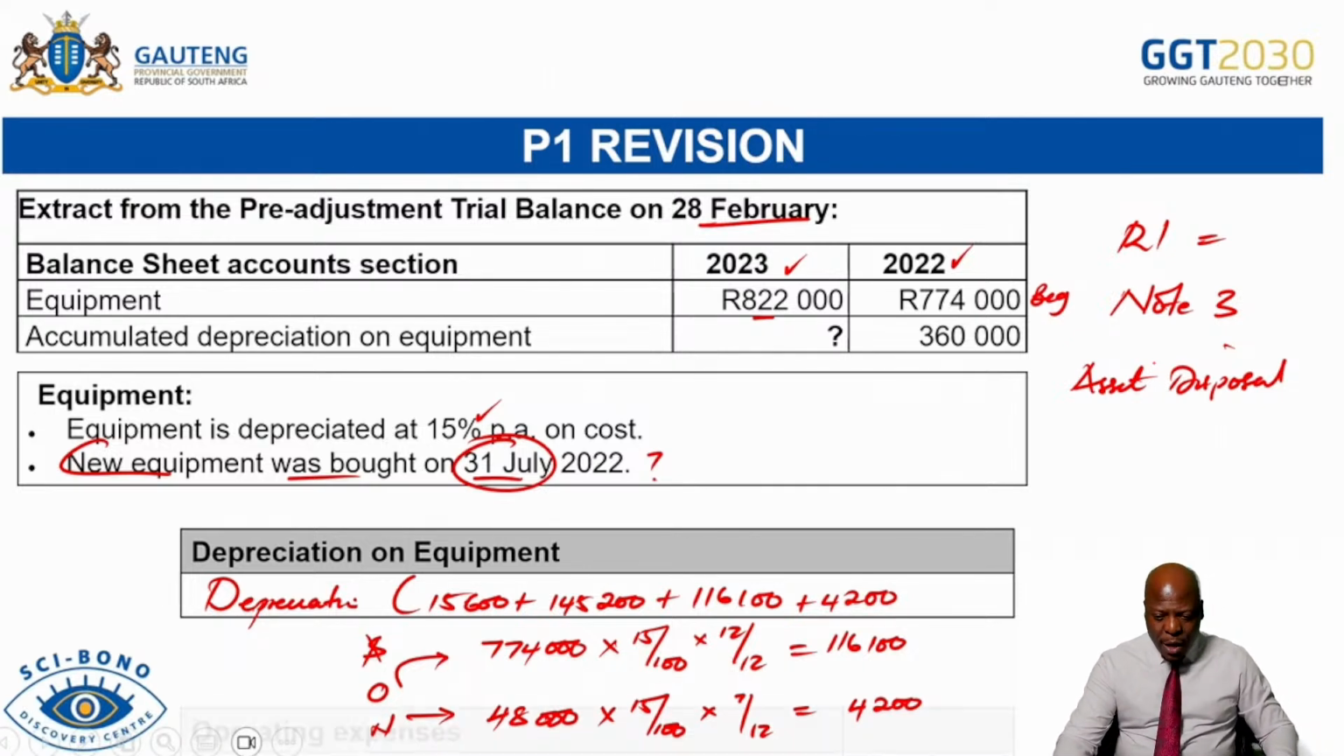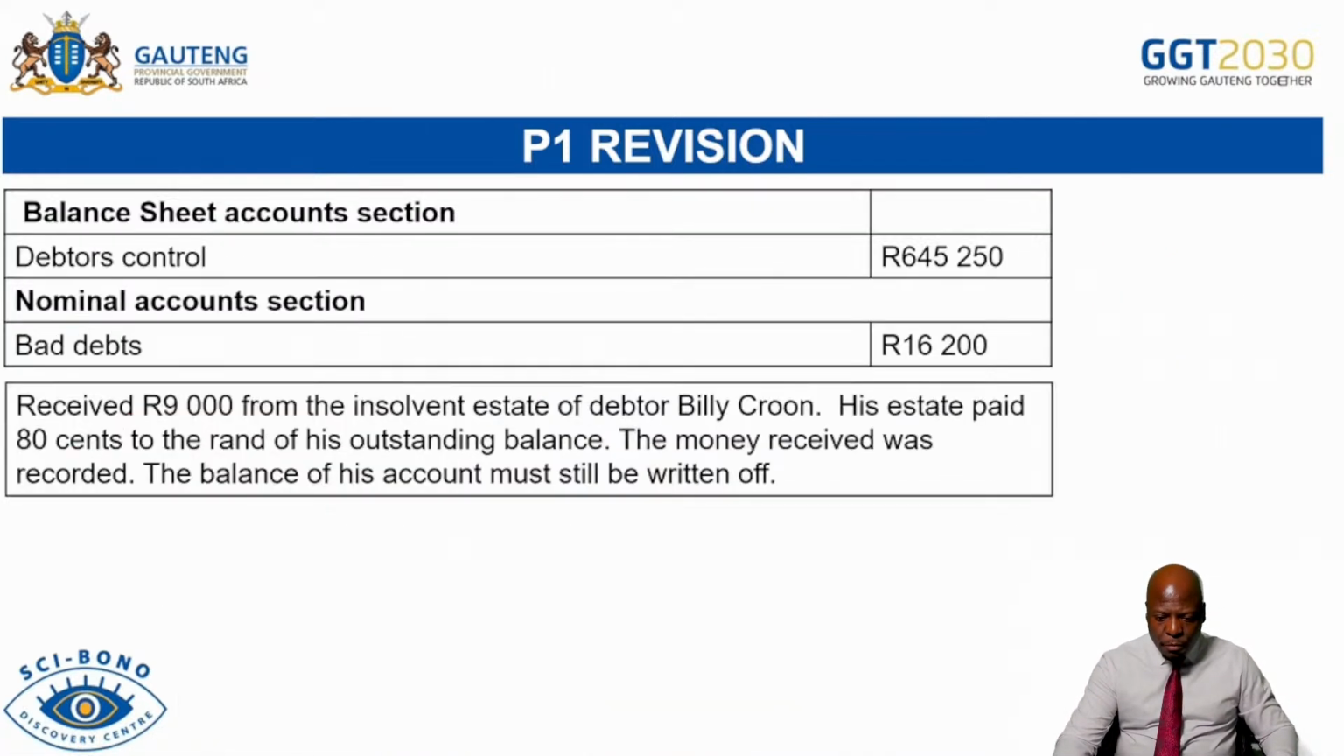Okay, let's move on to the next aspect then. The next one is an adjustment that has to do with bad debts. And it says, received 9,000 from the insolvent estate of a debtor Billy Kroon, and his estate paid 80 cents in the rand of his outstanding balance. The money received was recorded. Very important that the money received was recorded.